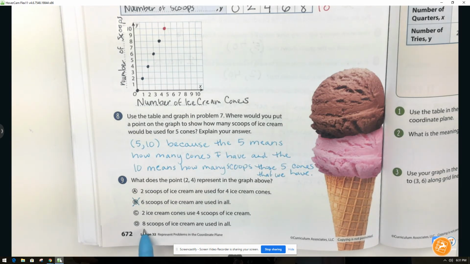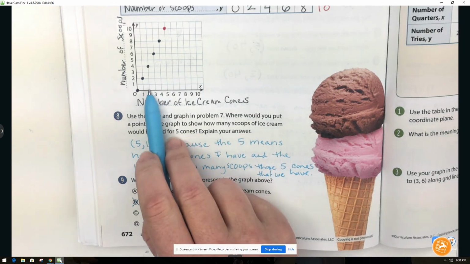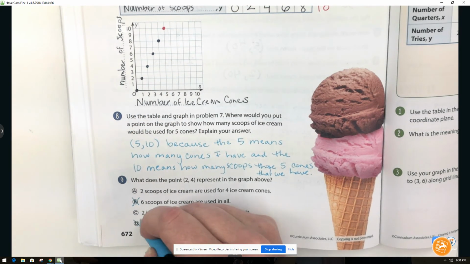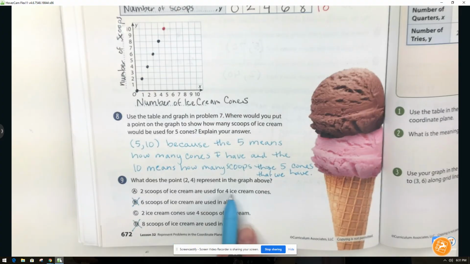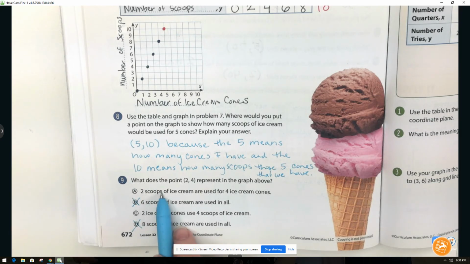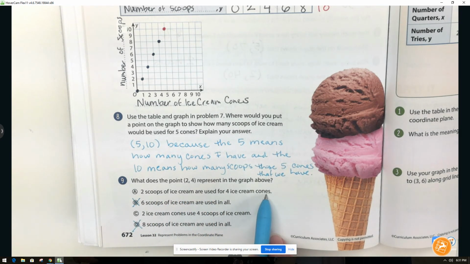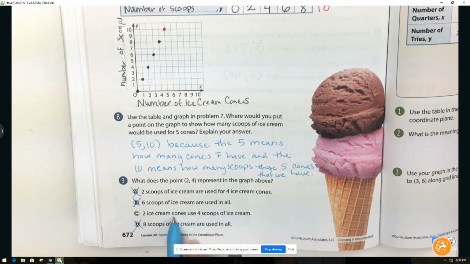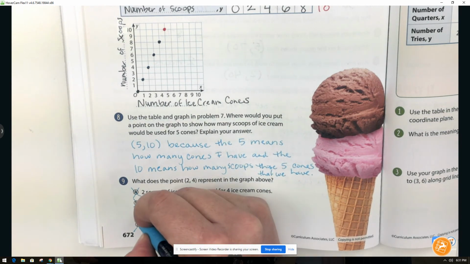Then do we have 8 scoops of ice cream? No, because we have 2 cones and 4 scoops. So that one also doesn't make sense. So we have a 2 and a 4. So now let's look and see what it says. 2 scoops of ice cream are used for 4 ice cream cones. Is that true? No. 2 ice cream cones use 4 scoops of ice cream. Yes, that's it.